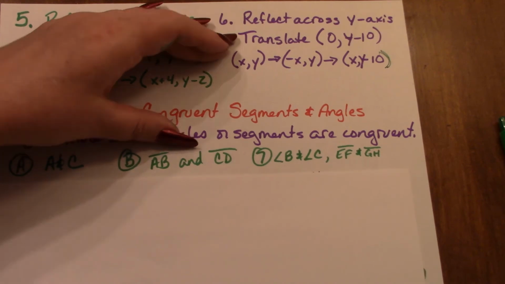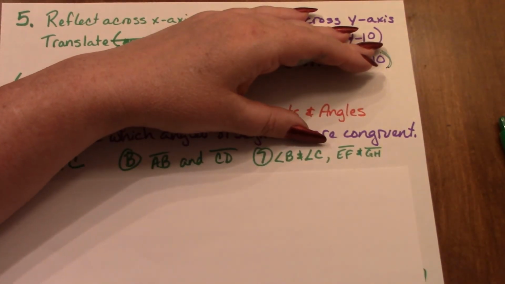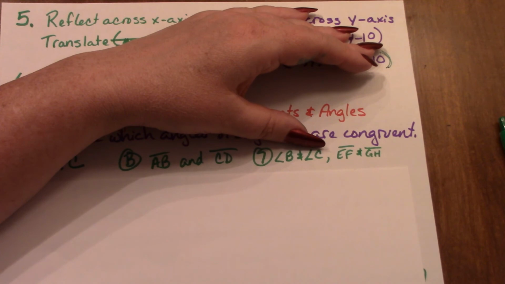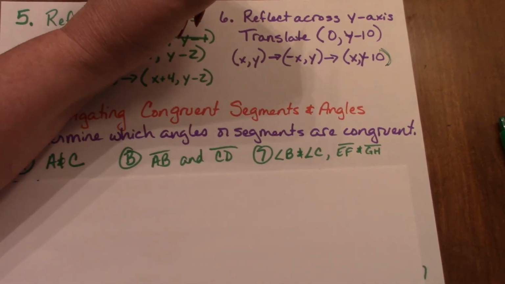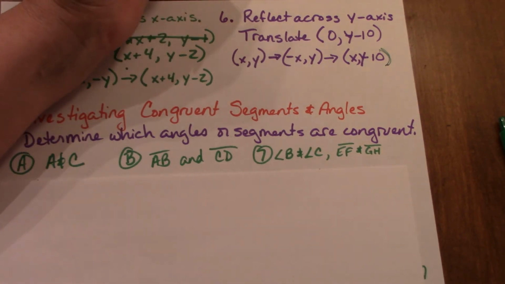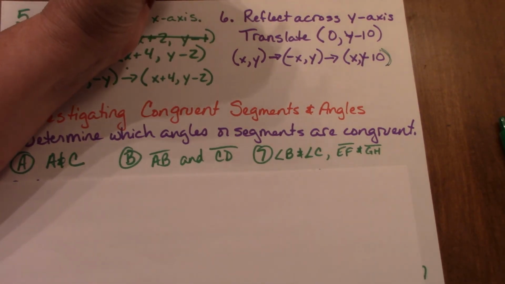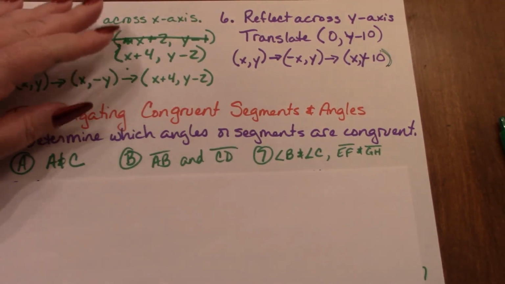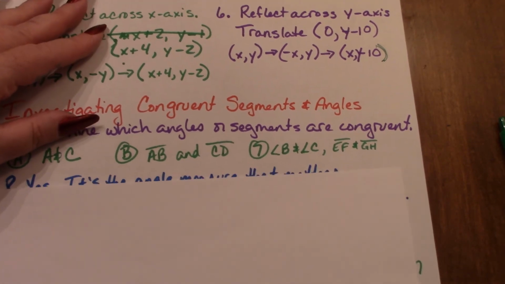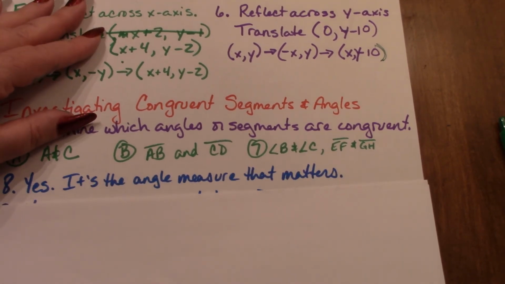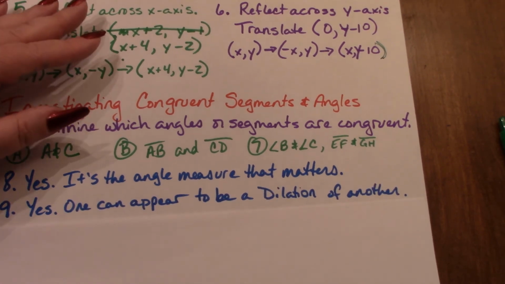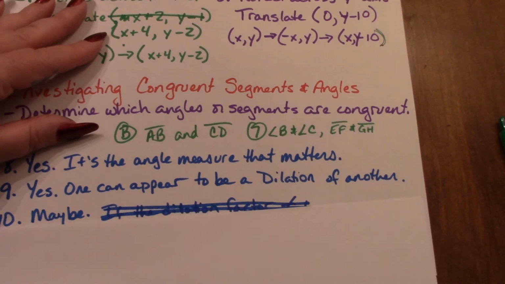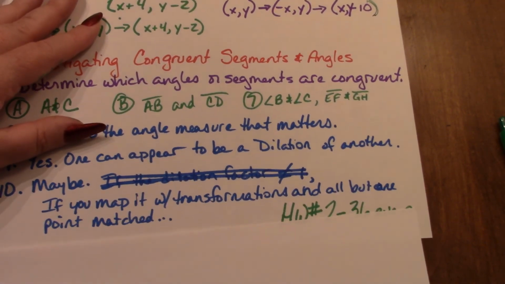And then on your turn, we can see that angle B and angle C are the same, and that lines EF and GH are the same. Pause here and do elaborate numbers 8, 9, and 10, and come back when you're done. Number 8 is yes, it's the angle measure that matters. Number 9, yes, one can appear to be a dilation of another. And number 10 is maybe.